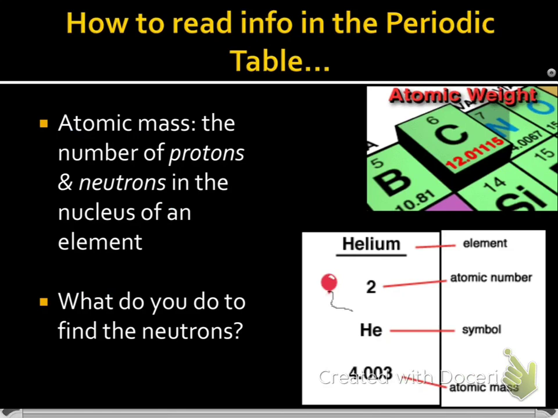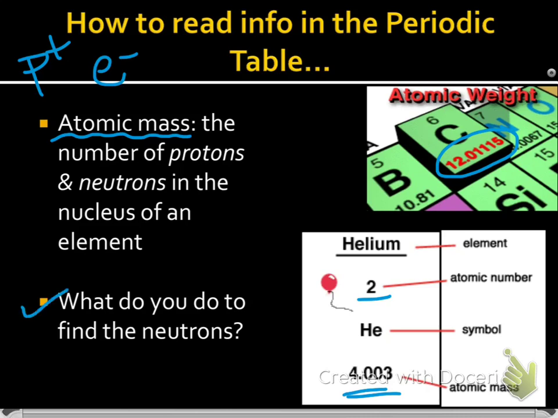So we know the number of protons. So we figured out protons. We figured out electrons. So how do we figure out how many neutrons? So the atomic mass, which is this number at the bottom, it's usually a decimal. Okay, so it's always going to look a little different than the atomic number. So the atomic mass then is the number of protons and neutrons added together in an element. So then how do you find the neutrons? You take the atomic mass, we'll just abbreviate AM, minus atomic number equals the neutrons.